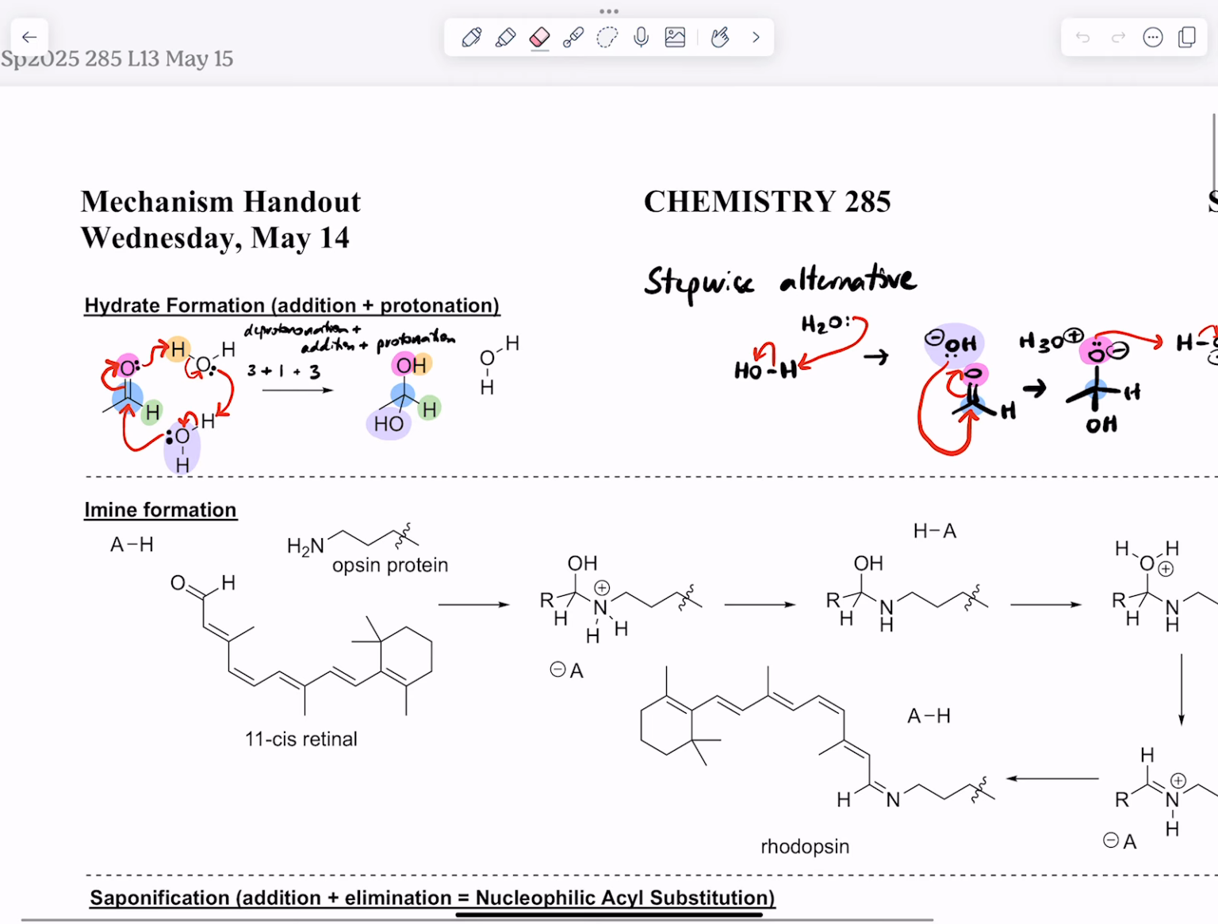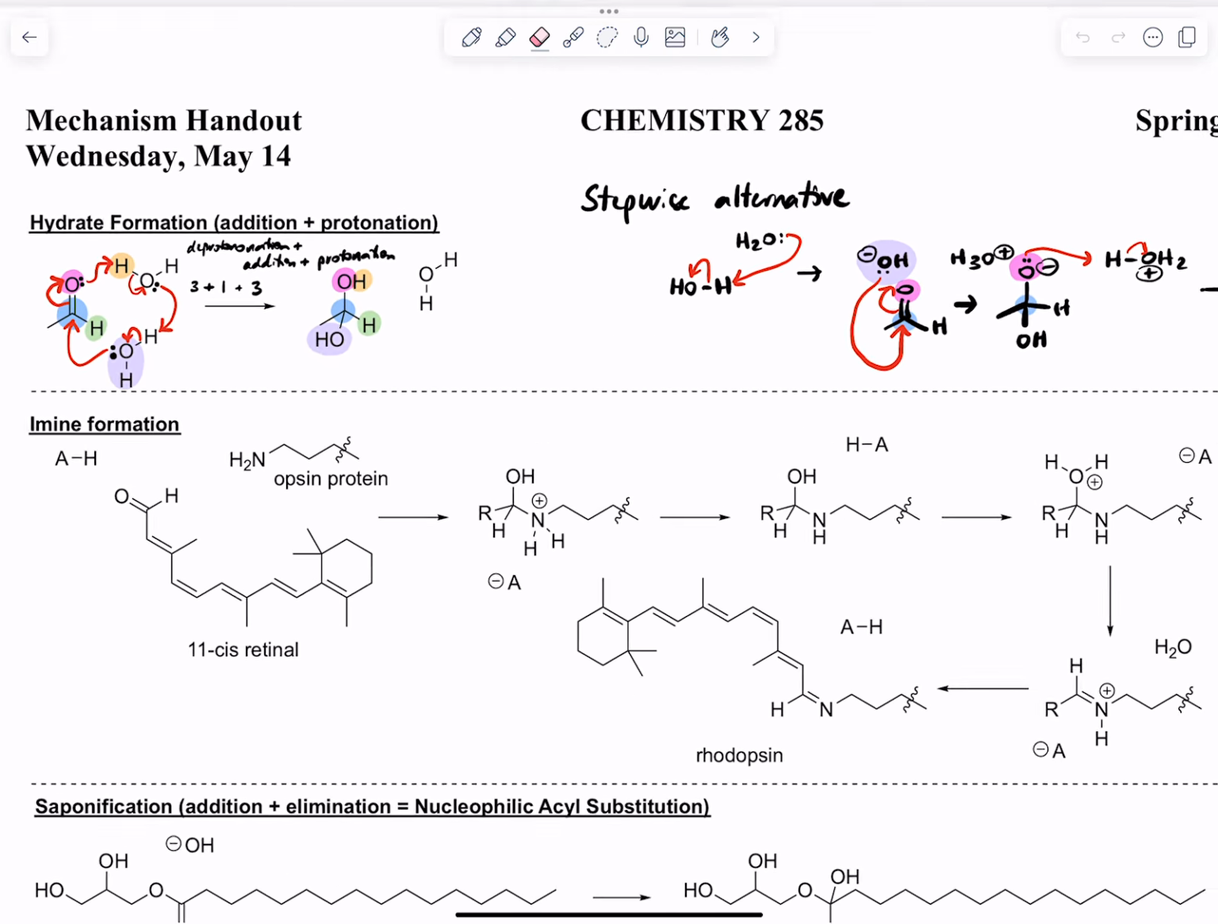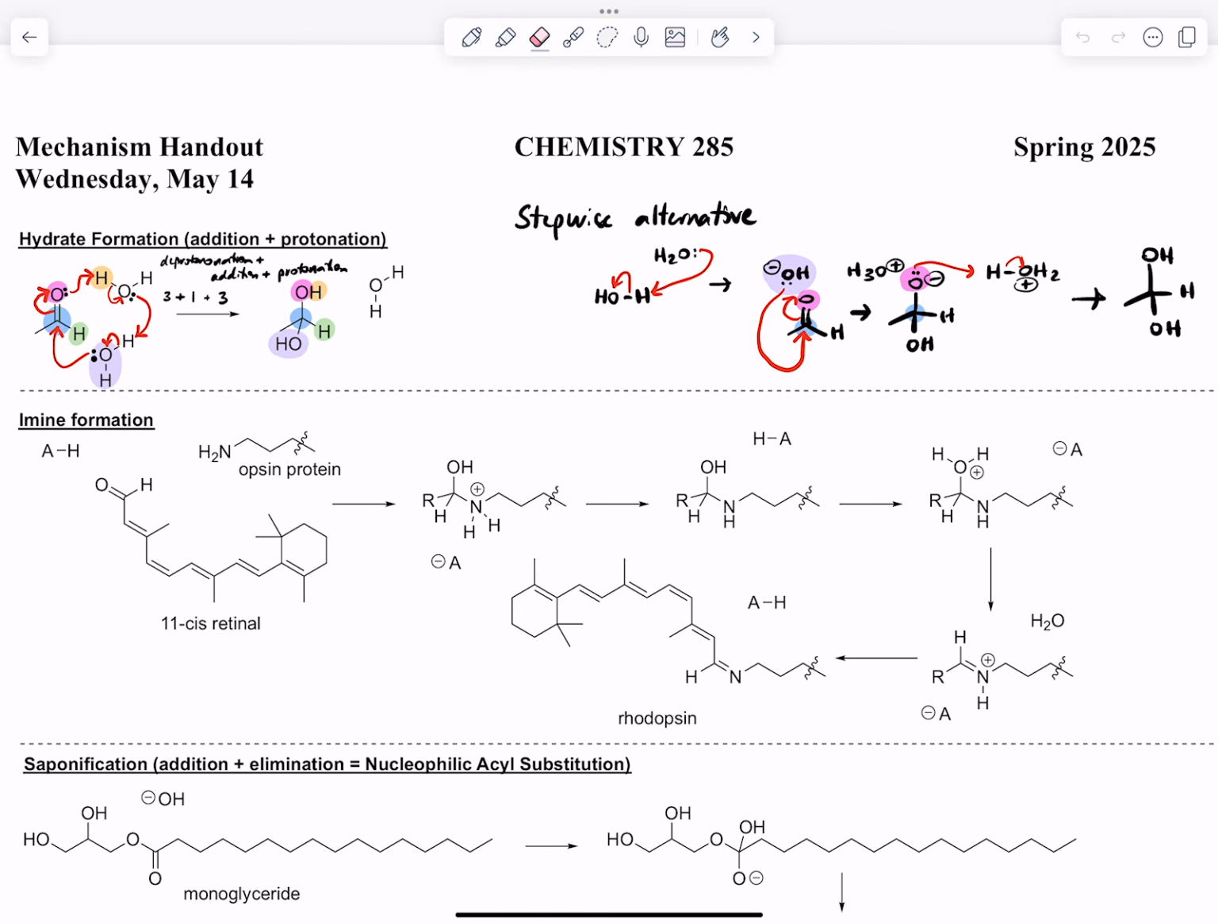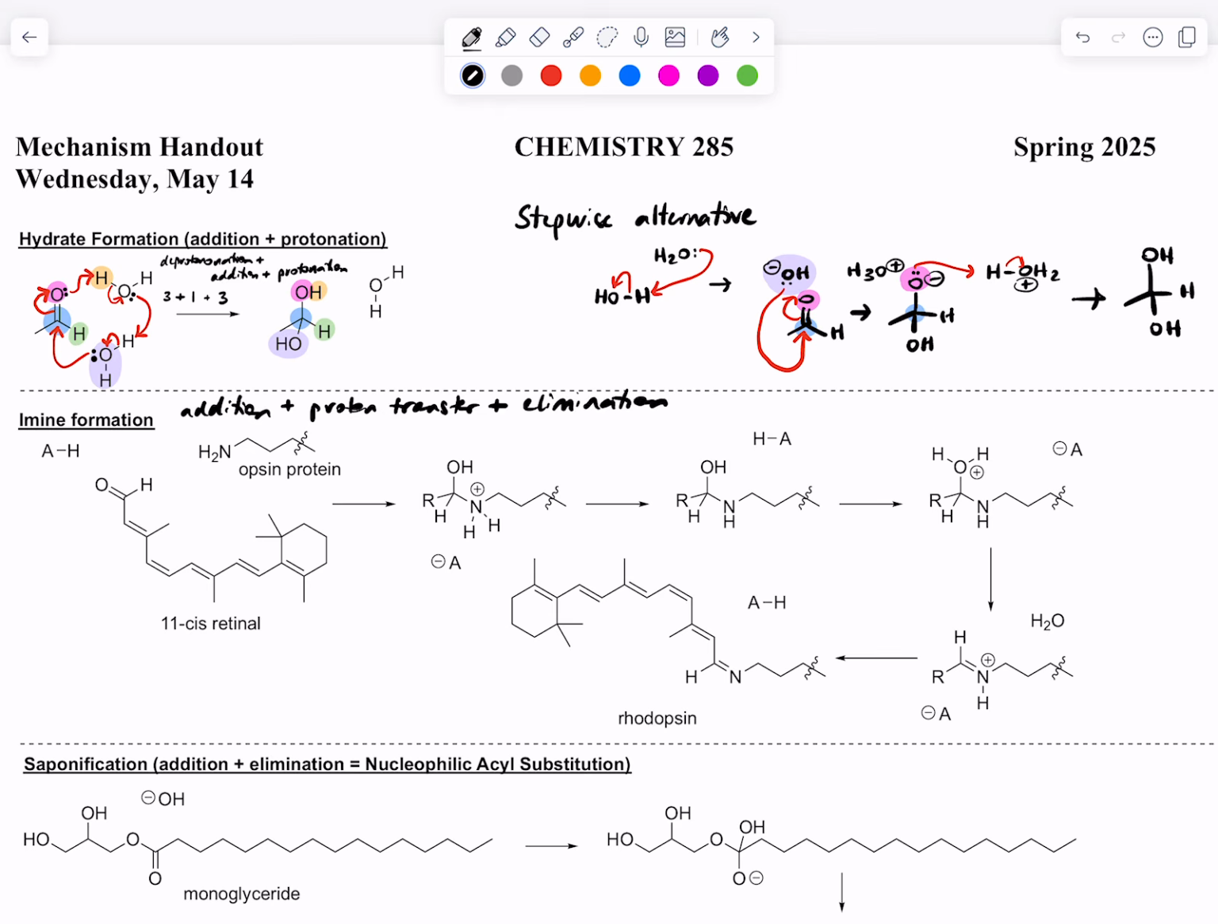That's the one. Okay. The next one on our mechanism is another example of several addition and proton transfer steps together. I should put a plus sign maybe between the two. Addition plus proton transfer, and there's even an elimination step. So we're going to use these three in our toolbox.